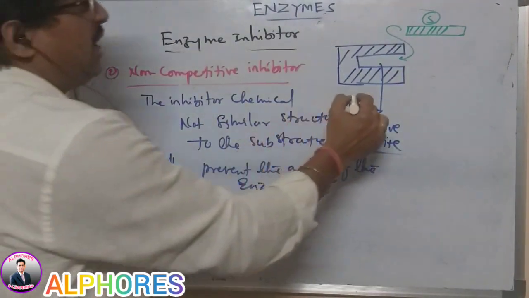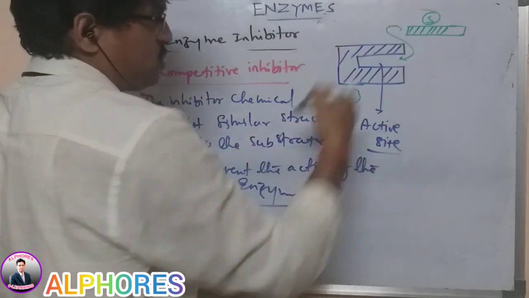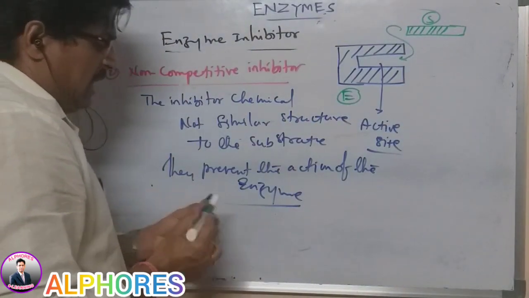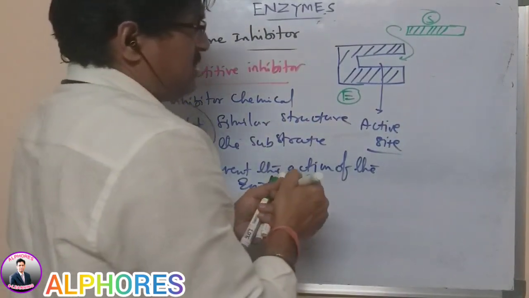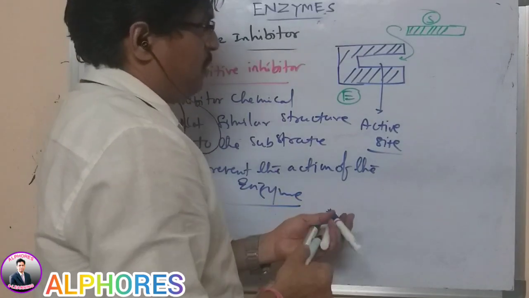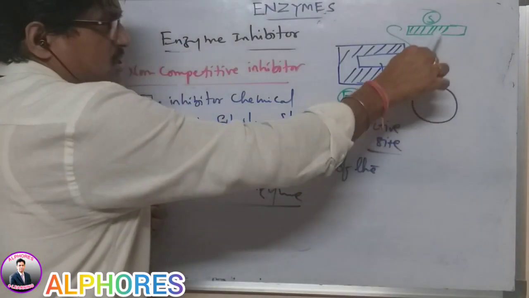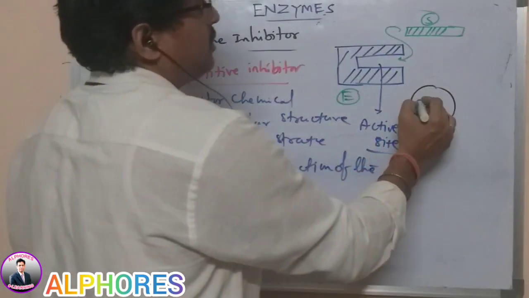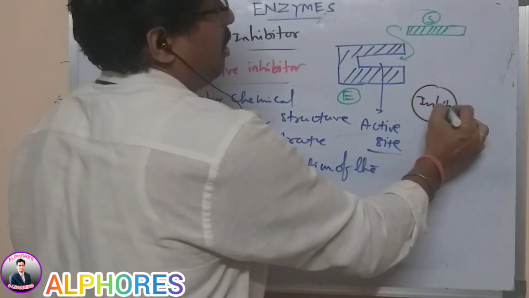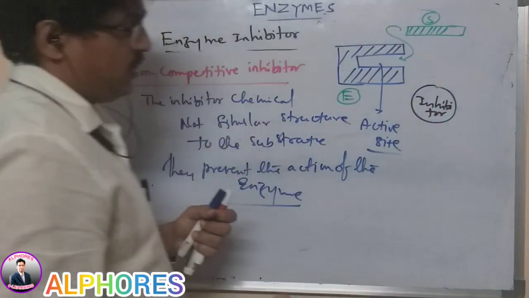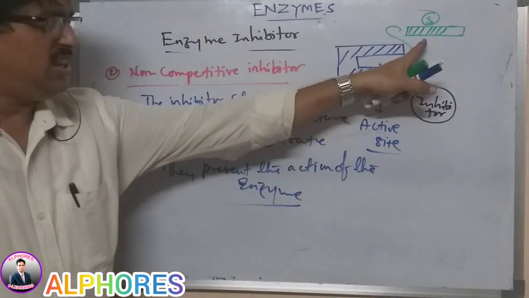Now this is the enzyme. This is the substrate molecule. But there is a non-competitive inhibitor like this. Suppose this one is the non-competitive inhibitor. See, the shape is completely different. This is called the inhibitor. So due to this inhibitor, what happens here?